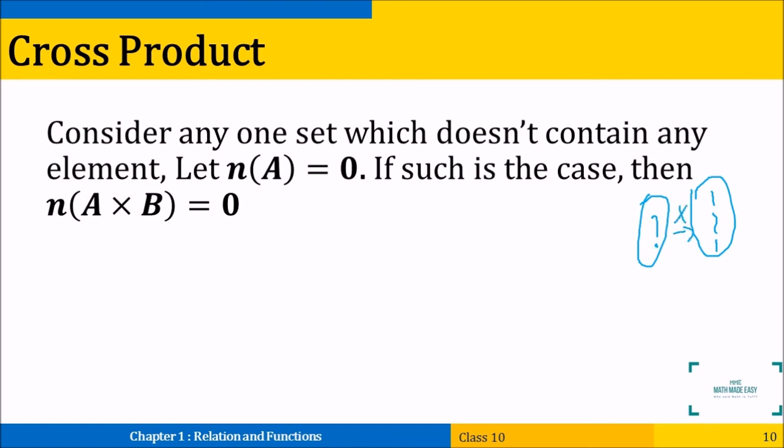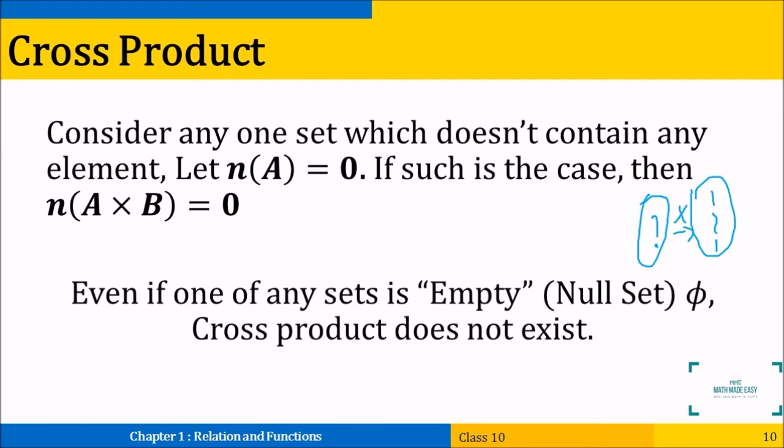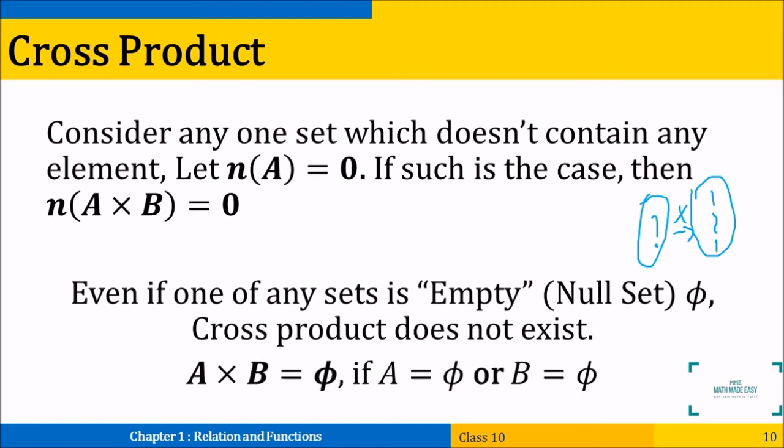So we'll discuss this in detail now. Even if any one set is empty, or we shall say a null set, which is also represented by phi, the cross product does not exist. That is, A cross B is going to be an empty set if either A is phi or B is phi, or if either A is an empty set or B is an empty set.